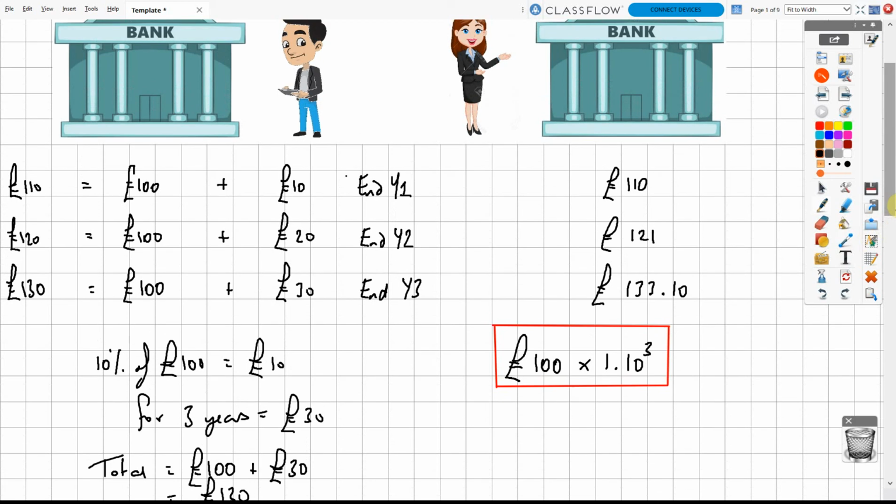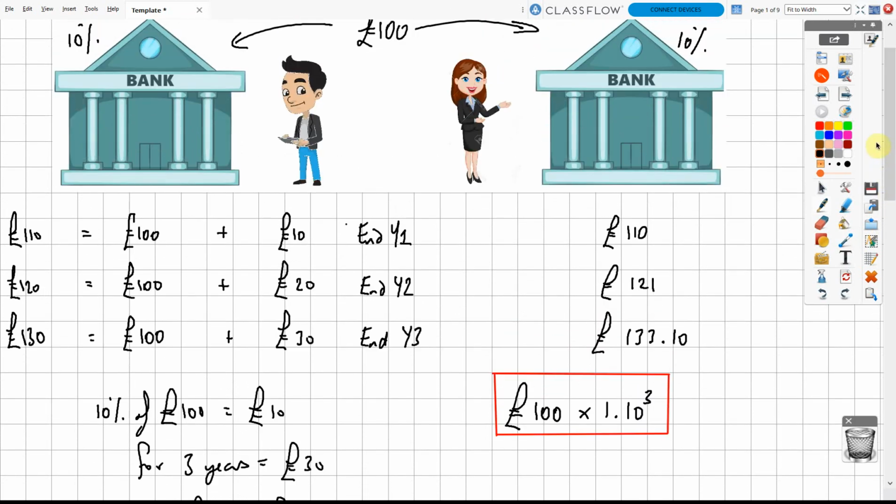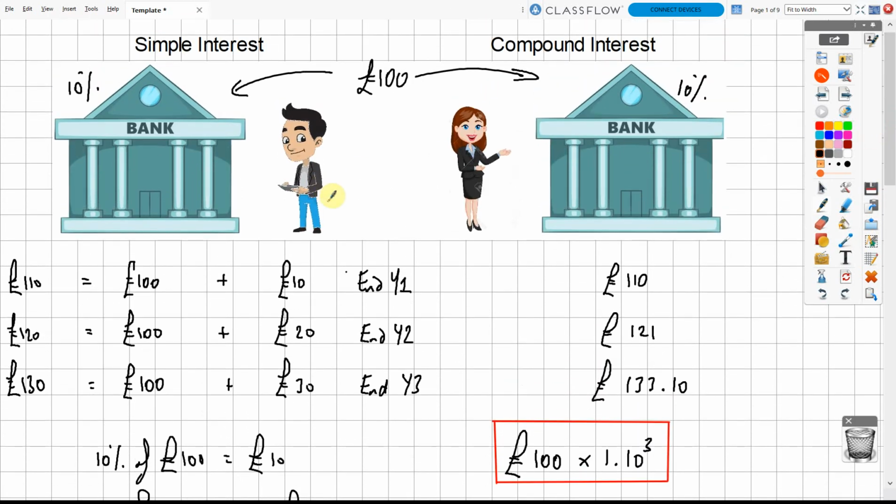Whenever you do one of these questions where you have to compare simple and compound interest, try to picture it as money in the bank, money in the pocket for the simple interest person, and only money in the bank for compound interest.